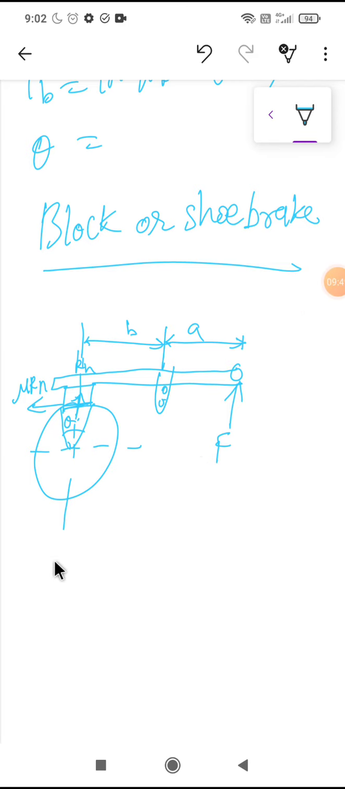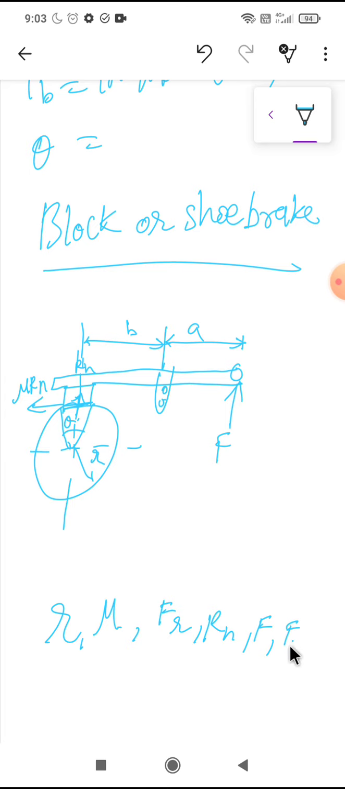Now here let me give some nomenclature. Let small r be the radius of the drum, and mu is the coefficient of friction. Then Fr is the radial force applied on the drum, Rn is the normal reaction force, F is the force applied at the lever, and Ff is the friction force.